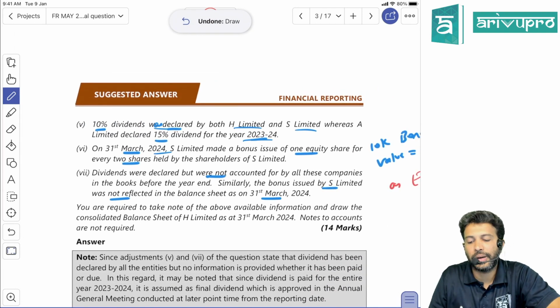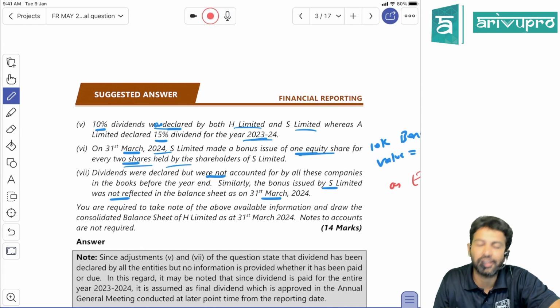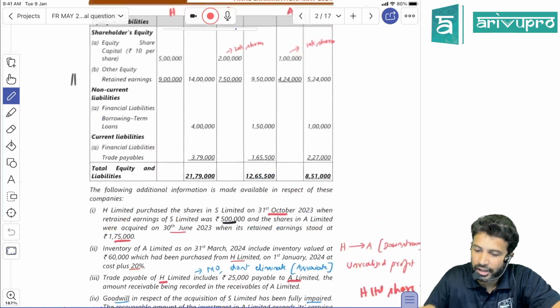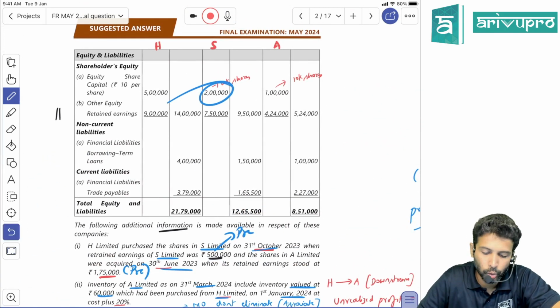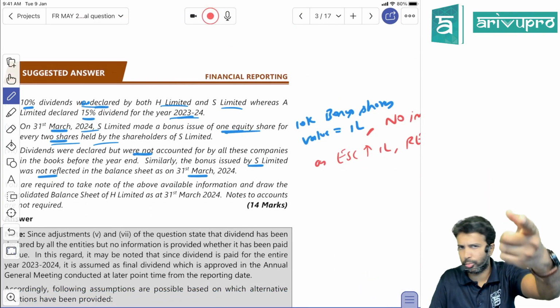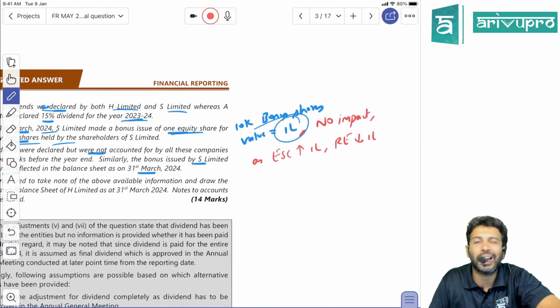On 31st March 2024, S made a bonus of 1 equity share for every 2 shares held. Subsidiary company, they made bonus. What is the subsidiary's share capital? Subsidiary company's share capital is 2 lakh. They made a bonus in 2:1 ratio. For 2, you'll get 1 as bonus. Total share capital is 2 lakh. So the bonus value given is 1 lakh rupees.